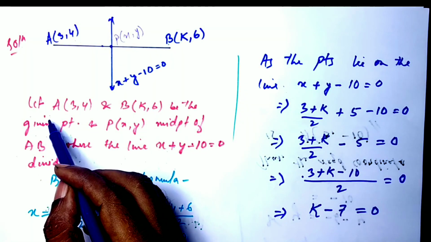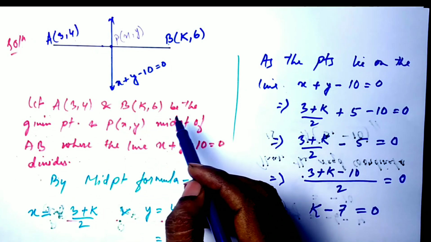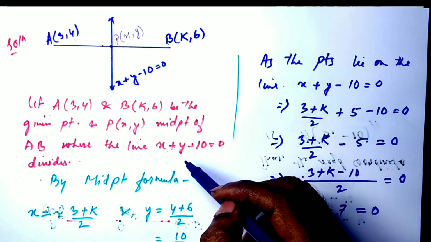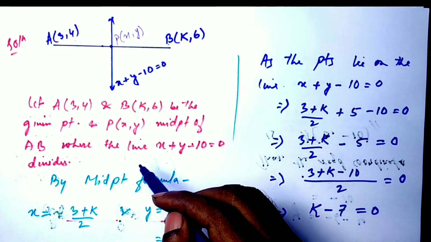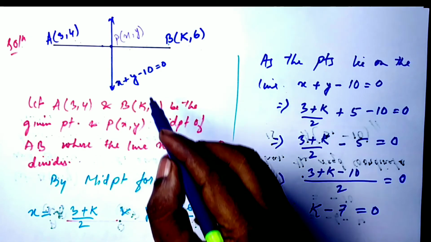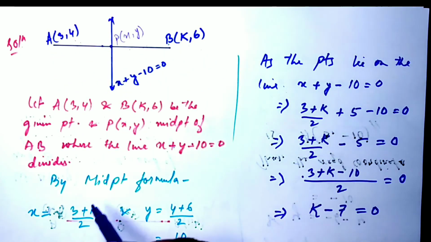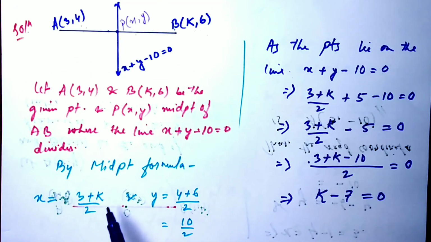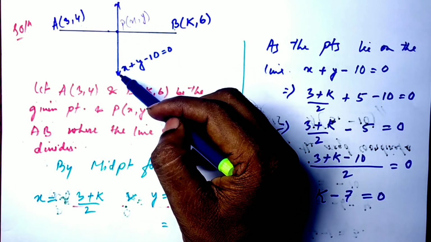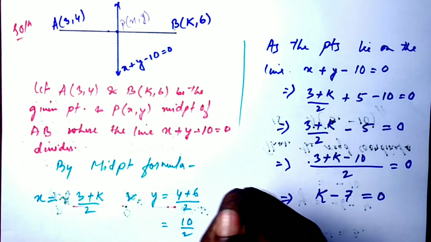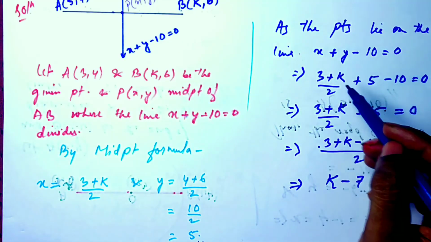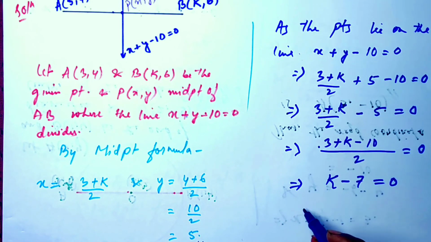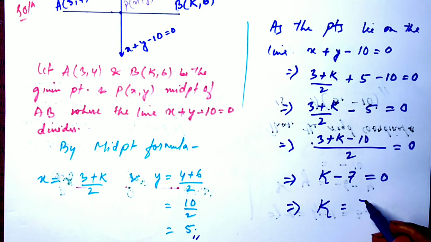So we write like this: let A(3, 4) and B(k, 6) be the given points and P(x, y) be the midpoint of AB. The line x + y - 10 equals 0 divides it into two equal parts. By the midpoint formula we have x equal to (3 + k) by 2, y equal to (4 + 6) by 2, so y equals 5 here. As this point P(x, y) passes through this line, this point must satisfy this equation. So we put the values of x and y and calculate to get k equal to 7, which is our answer.